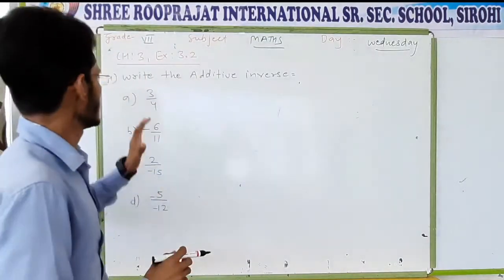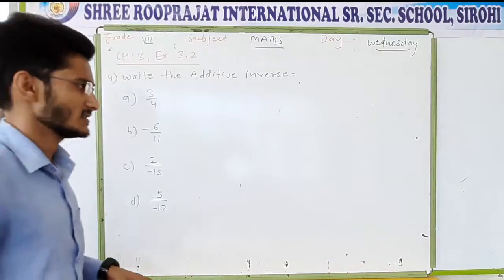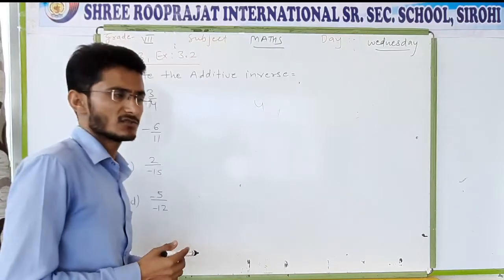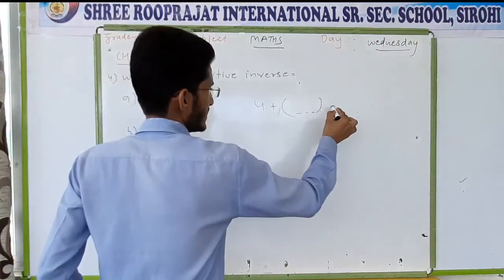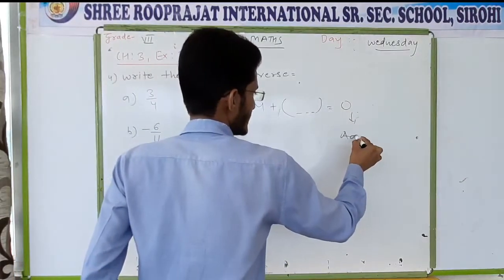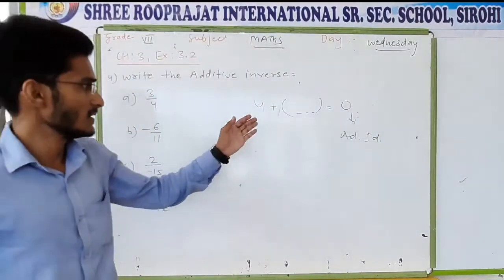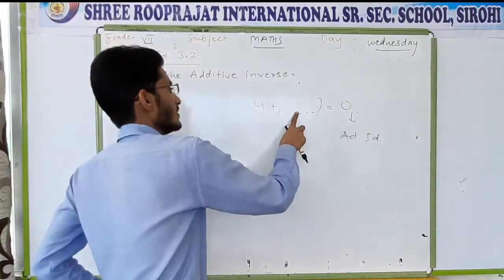So the next question is, write the additive inverse. If we talk about the additive inverse, suppose there is a number, or we talk about a whole number or natural number. Suppose there is a number 4, you have to add something to that number to get the additive identity, that means 0. So there is a number, you have to add something to get a 0. Then what will you add?